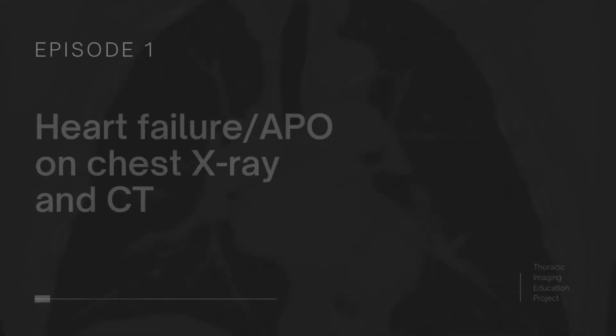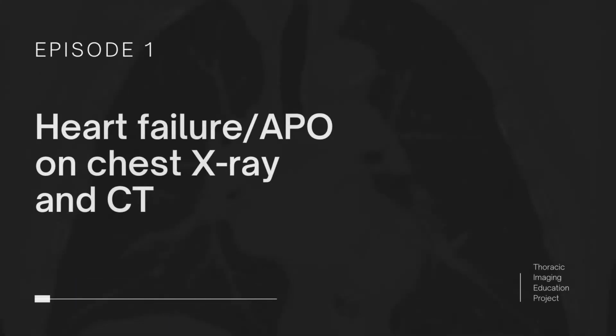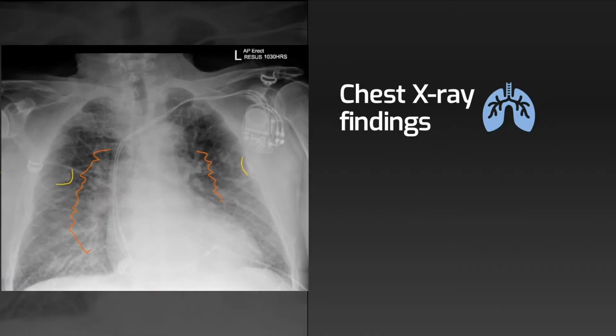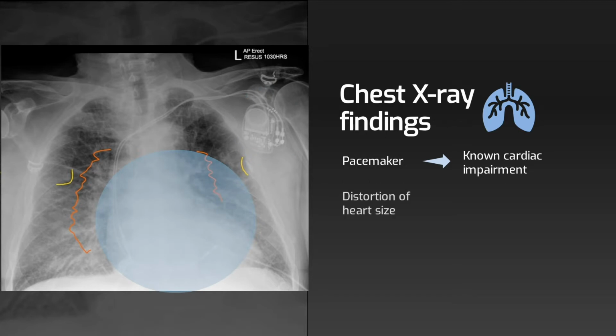In this video, we'll be looking at some of the features of pulmonary edema seen on the chest X-ray and the CT. Let's take a look at this radiograph. We make note that this patient has a pacemaker that indicates an underlying background of cardiac impairment, and assessing the heart size may not be adequate in this case due to the fact that it is an AP projection.